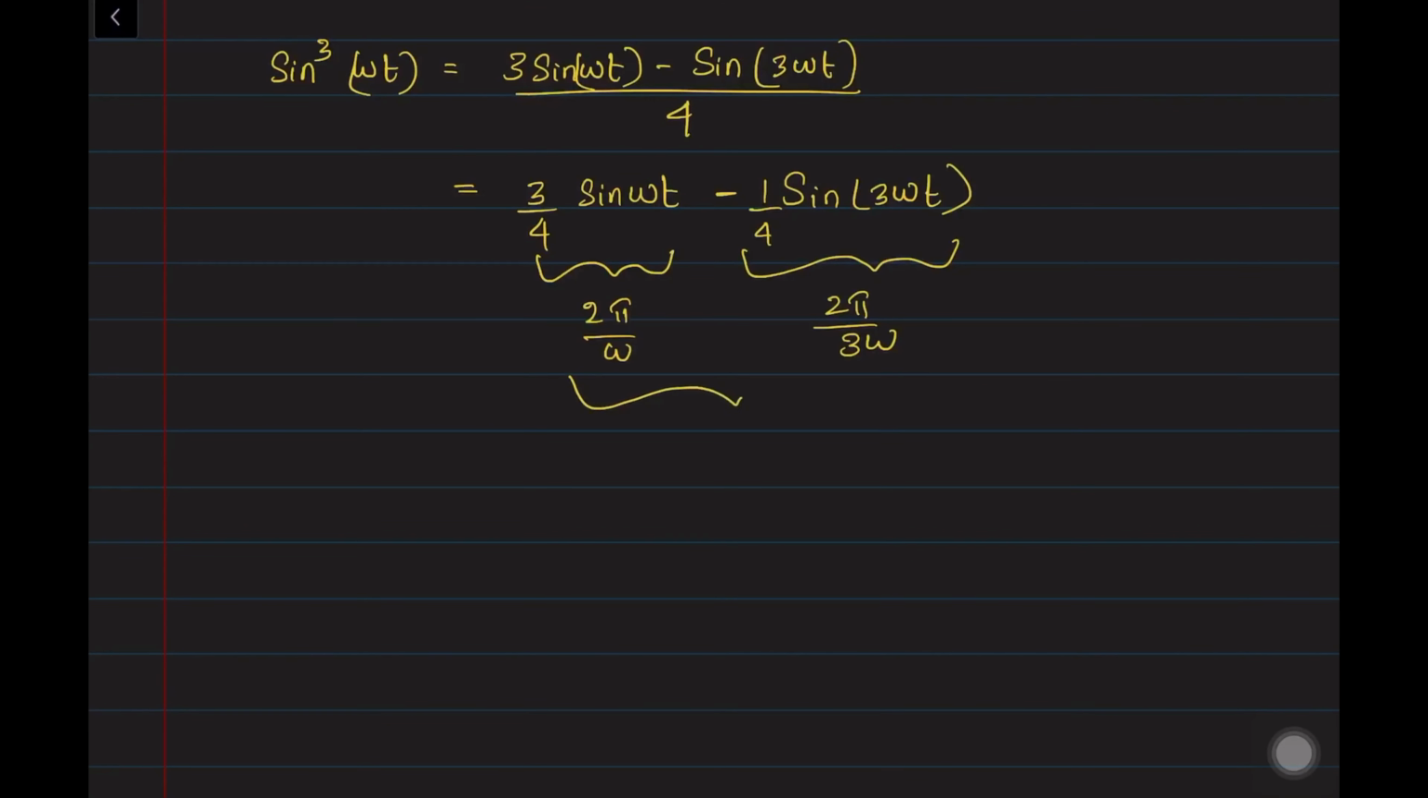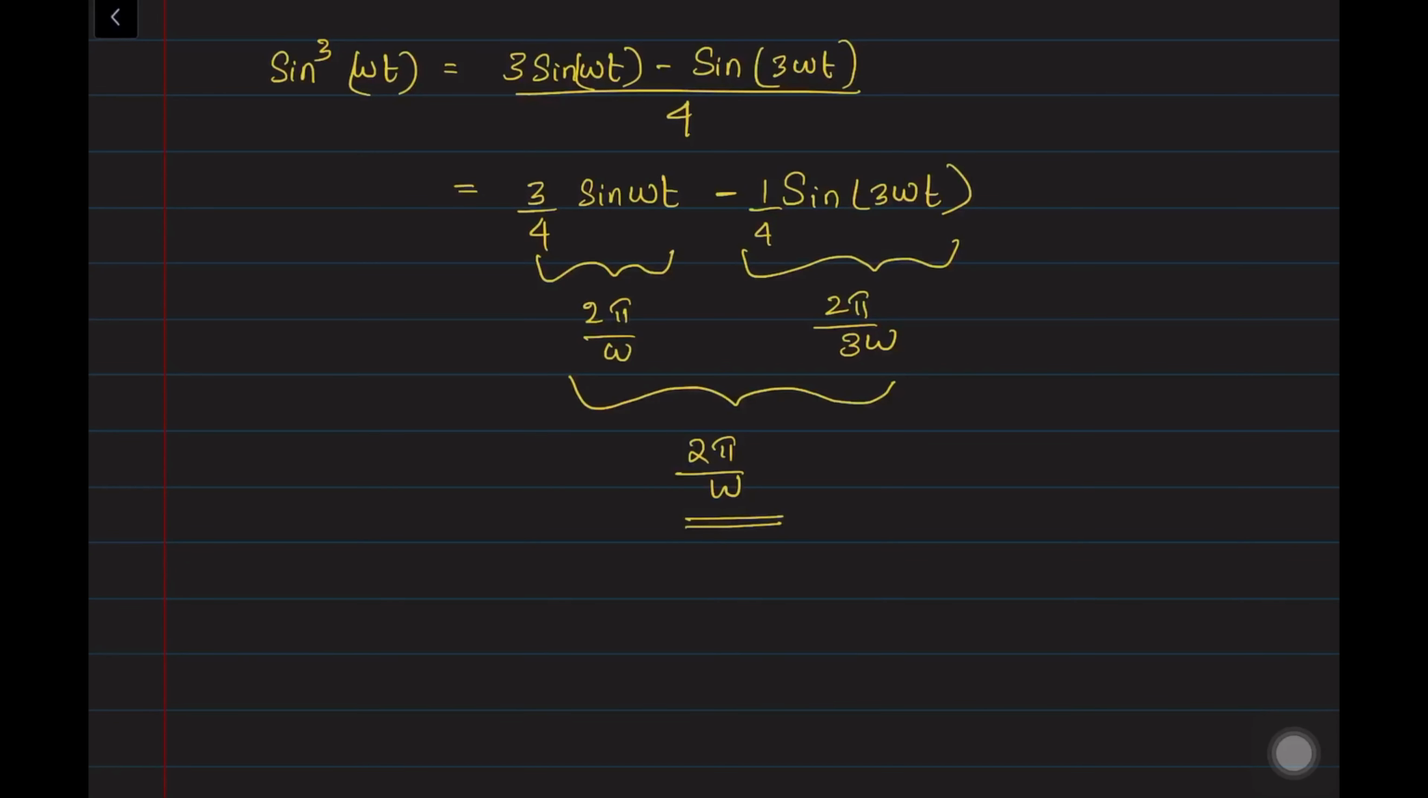Thus, the common period of the function sin cube omega t is 2 pi by omega, because 2 pi by omega is there in both 2 pi by omega as well as 2 pi by 3 omega, and this is our common period. So the answer is 2 pi by omega. Similarly, you can do for cos cube omega t.